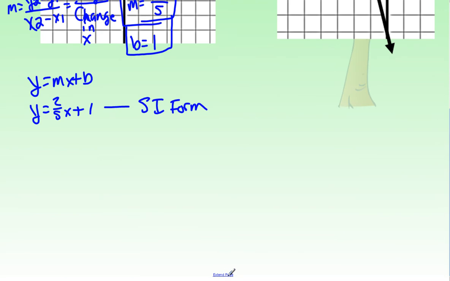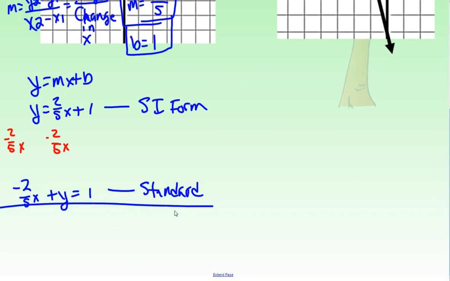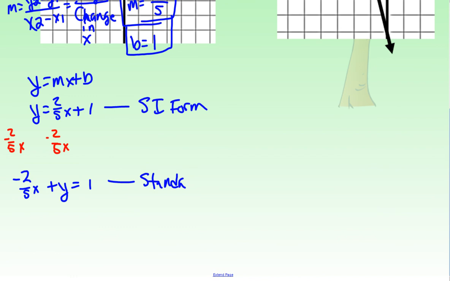Now we're doing the exact same work we did before to get the other forms. To get to standard form, we're going to subtract 2/5 x from both sides. And that gives us negative 2/5 x plus y equals 1. Bonus. Whoa, sorry about that. S-T-A-N-D-A-R-D, standard form.